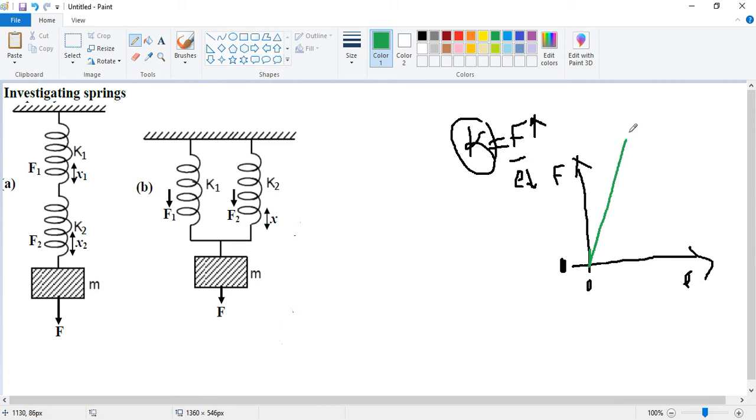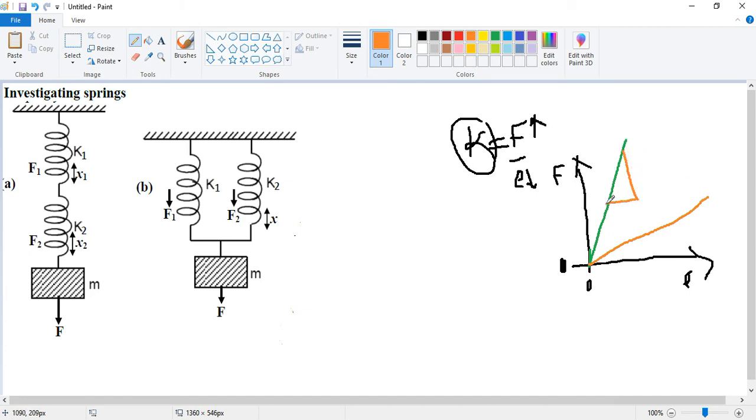So this is for spring B, which could not easily extend even if we added 400 grams. But for the one which is less stiff, a very small force causes a very large extension. So for that one, the graph will be below. So this is stiffer than this one here. You could even find a gradient.